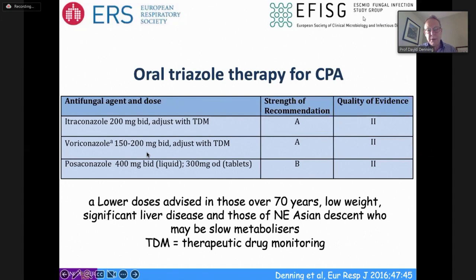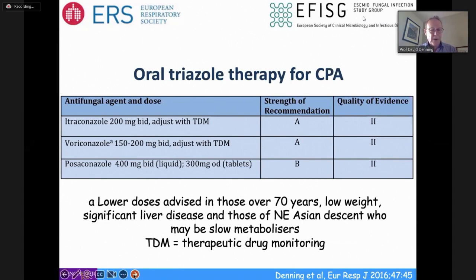With voriconazole, because we treat a lot of elderly people, and some people get a little confused with voriconazole when it's first started, we tend to use a lower dose in small people and older people, 150 twice a day. But younger people may need up to 250 or even 300 milligrams twice a day. And again, we use TDM for that.